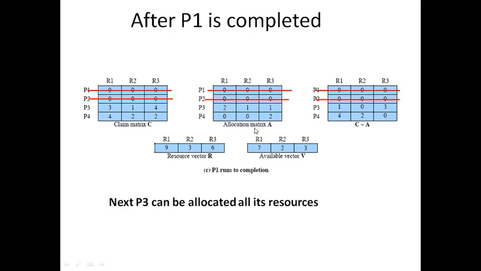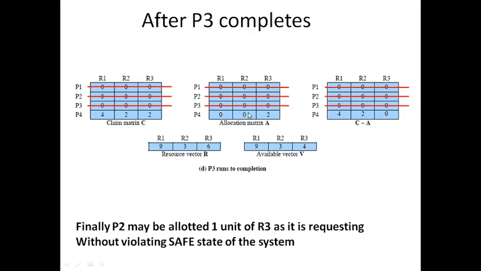Now we need to complete another process. The next process is P3. P3 can also be allocated and completed. So P3 is also completed, and we get back all the resources of P3 also. So it becomes 9 3 4. Now finally P2 may be allocated 1 unit of R3 that it's requesting without violating safety. So once we complete all the 3, P4 can also be completed.